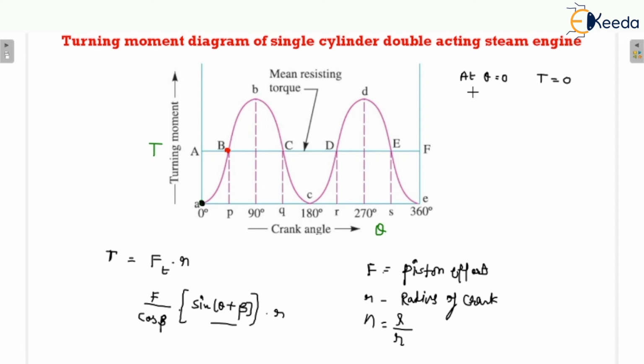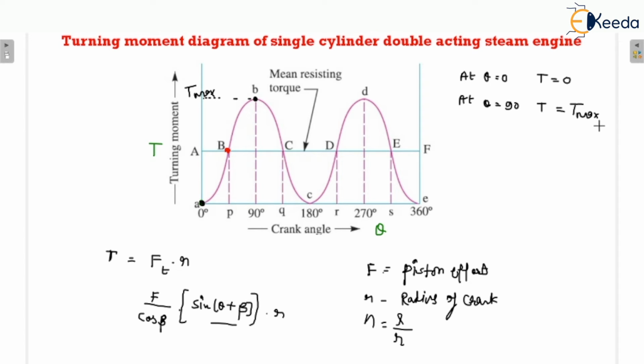And it is maximum when the crank angle is 90 degrees. You can see in the diagram, this is T max, the maximum turning moment at theta equal to 90 degrees. T is equal to T max.